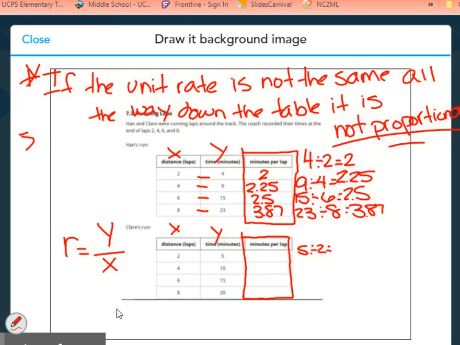Okay, so if I divide 5 divided by 2, what does it give me? 2.5. If I do 10 divided by 4, what does it give me? If I do 15 divided by 6? 2.5. If I do 20 divided by 8? 2.5. Perfect. So if I have the same number all the way down, is it proportional or not proportional? It's proportional. Perfect. So my second table, Claire's run, is proportional.